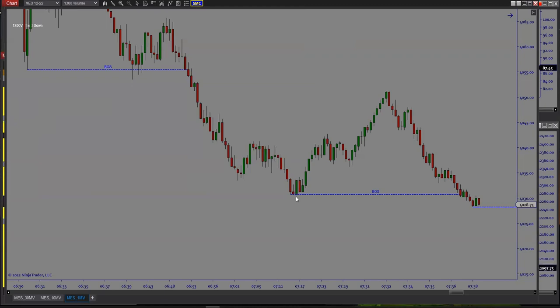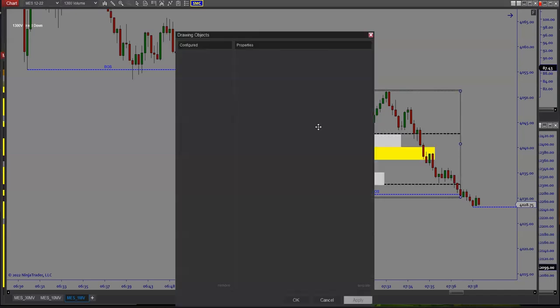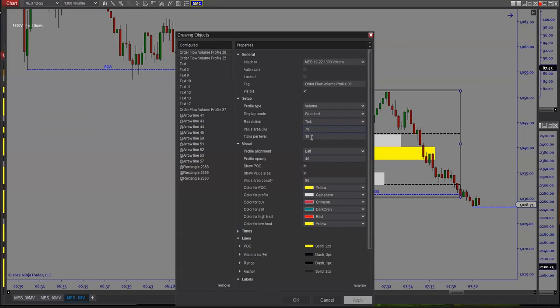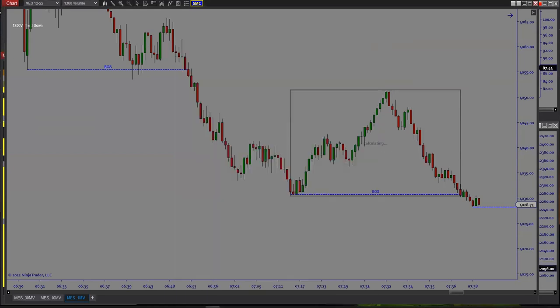So this is a boss. Why? Because all of this internal structure is not important. It's not a break of structure. It's not major. It's internal. So what I'm going to do is draw a profile right here. Give it a second to load. I'm going to drop this down to maybe a 5, see if we can change it.